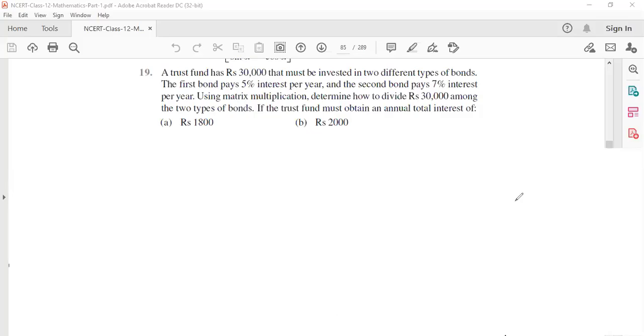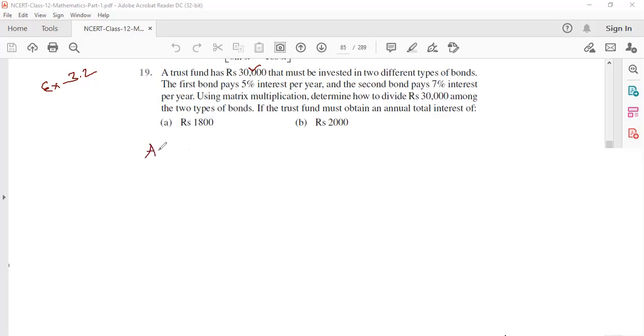This is question number 19. We are doing exercise 3.2. A trust fund has 30,000 that must be invested in two different types of bonds. The total investment is 30,000. So the amount 30,000 will be divided into two bonds. So we don't know how much is invested in the first bond. So let us suppose that X rupees were invested in the first type of bond.